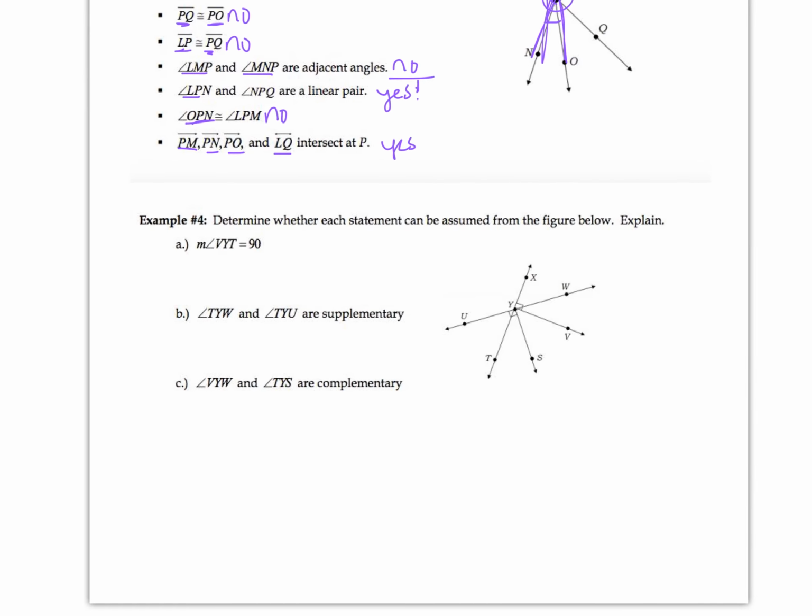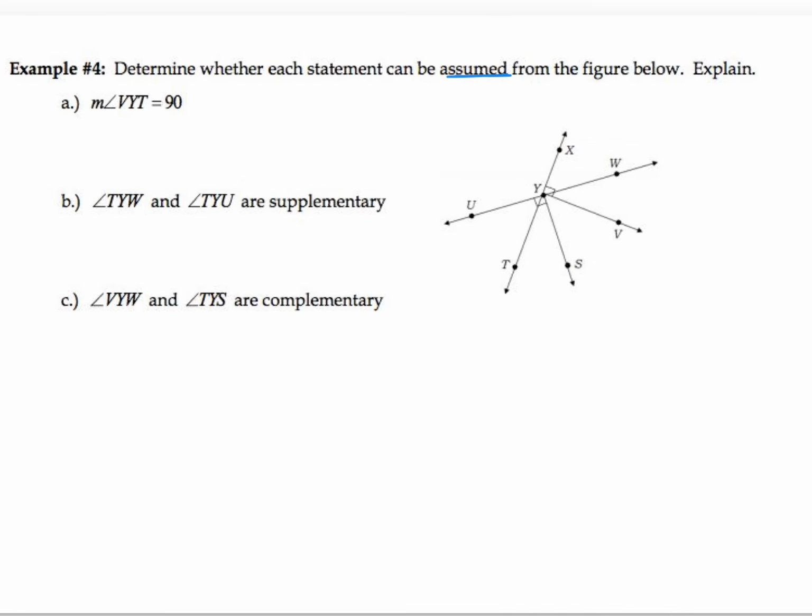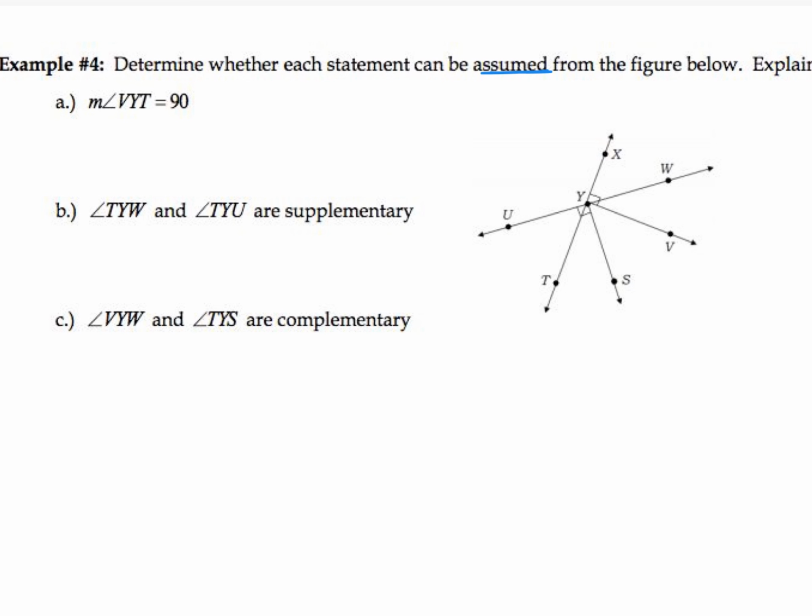Okay, last example. And I'm over with this video. Determine whether each statement can be assumed from the figure below. Let me zoom in a little bit. So we've got, can we assume that the measure of VYT, which is right here, VYT, can we assume that that is 90 degrees?